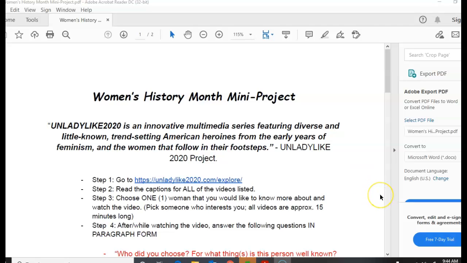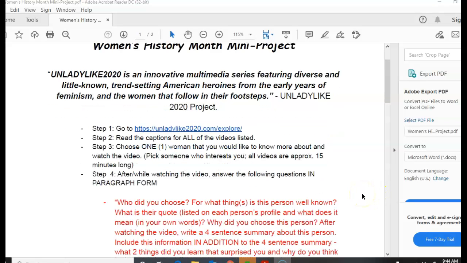Step 4. While watching the video, answer the questions in paragraph form. And here are the questions. So you really want to pay very close attention, maybe even write the questions down and then jot down some answers just briefly while you're watching the video so that you can write a good paragraph. This needs to be in paragraph form.